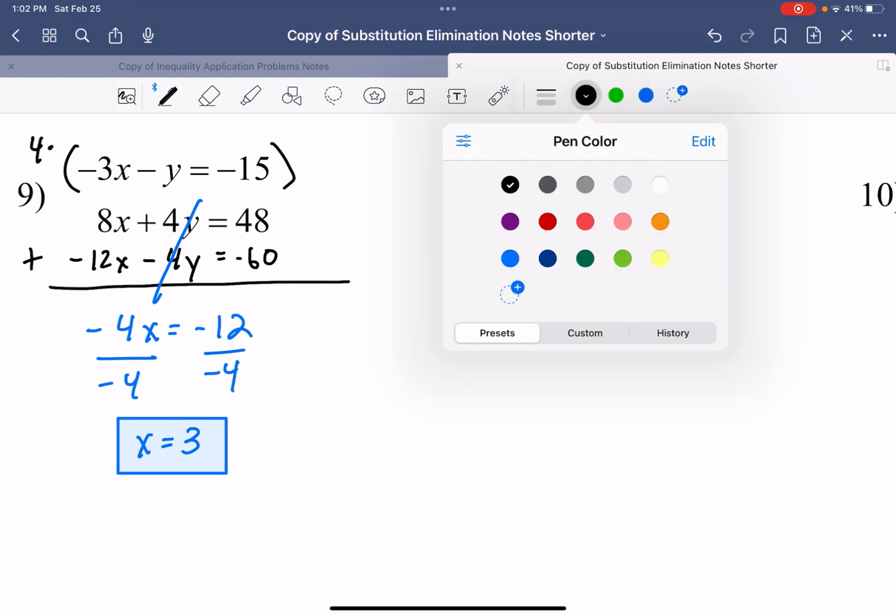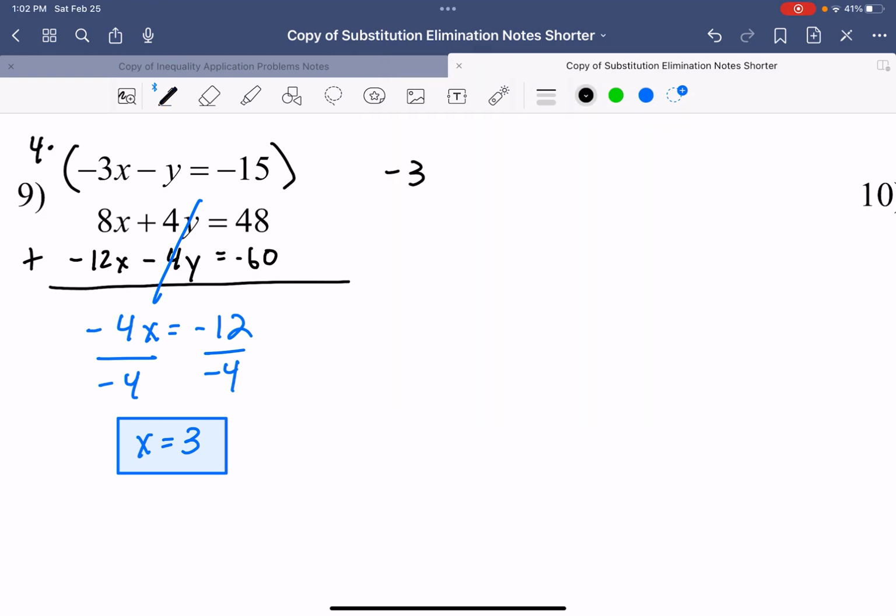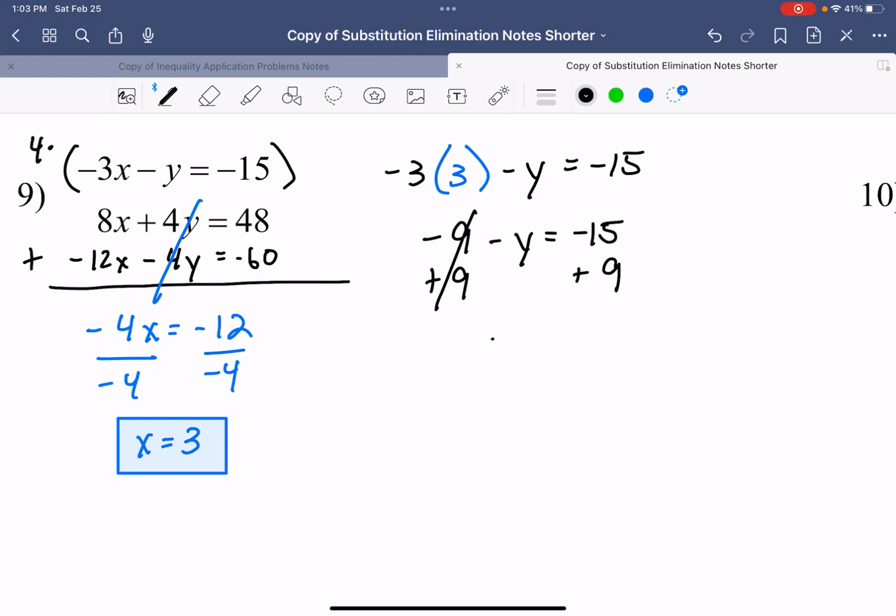And let's do -3 times our x, which is 3, minus y equals -15. Okay, now I have -9 minus y equals -15. These cancel out. -y is equal to -6. And once again, I'm going to divide by my -1s. Y is equal to 6. Your final answer, 3, 6.